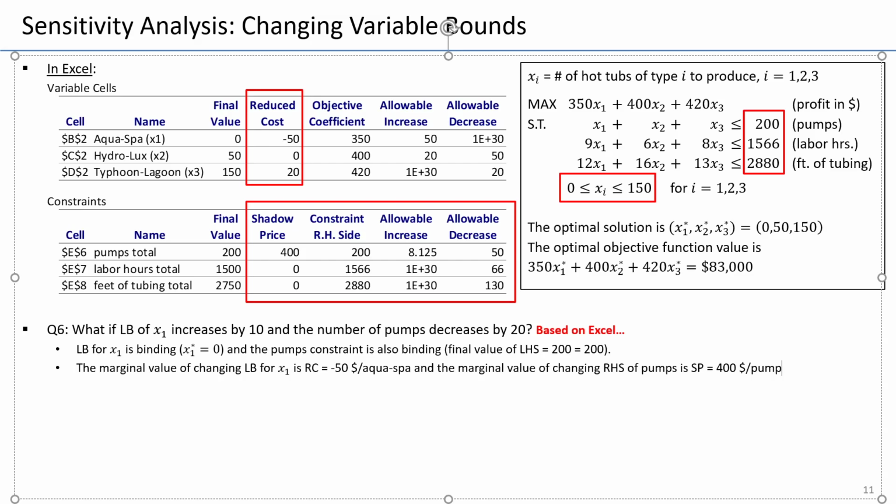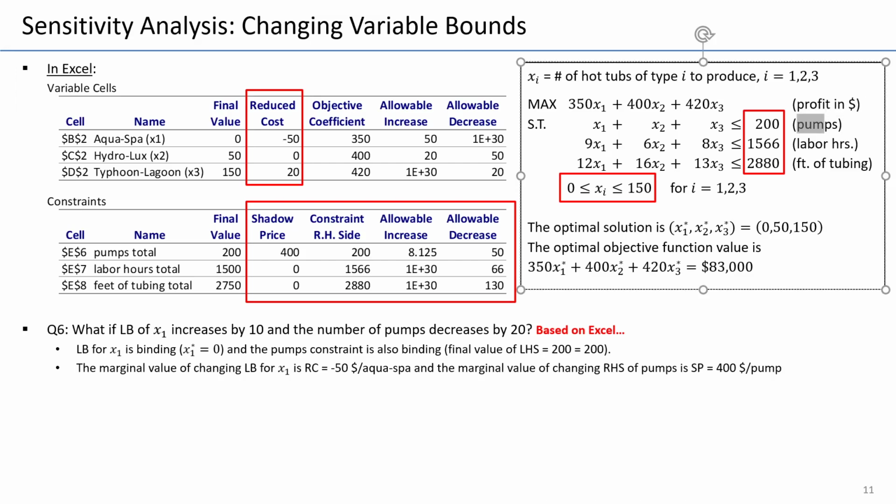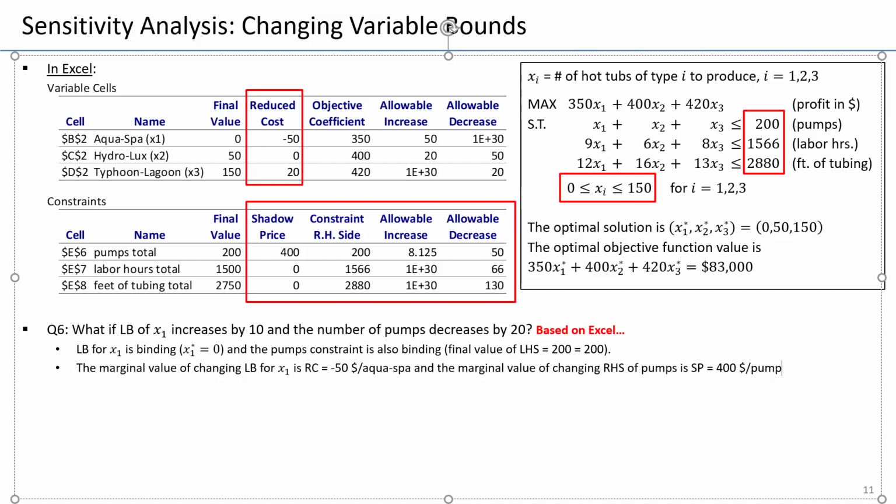Again, the unit of the constraint is pump, and the unit of the objective is dollars, so therefore the shadow price must be in dollars per pump, dollars of profit per number of available pumps, per unit of pump, right? So the next thing that I need to see is, well, these marginal values, how far can I use them? For how many units can I use them?